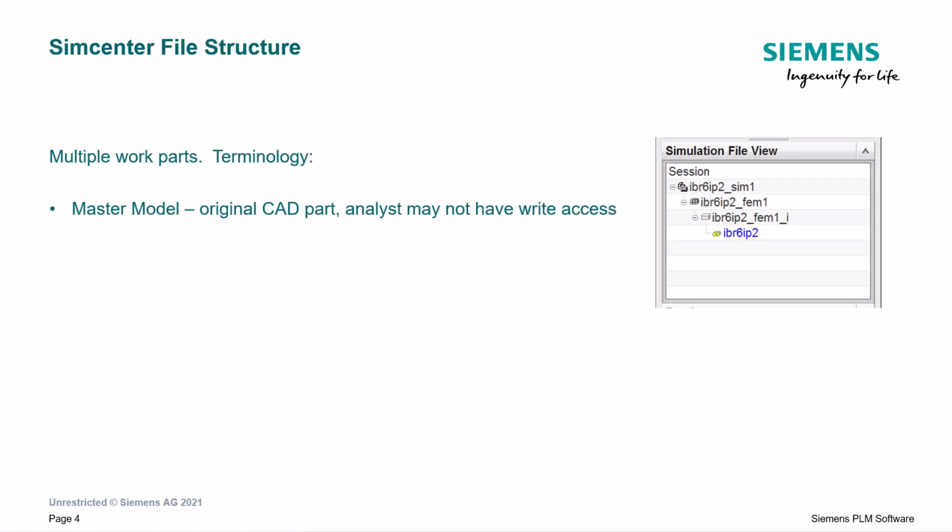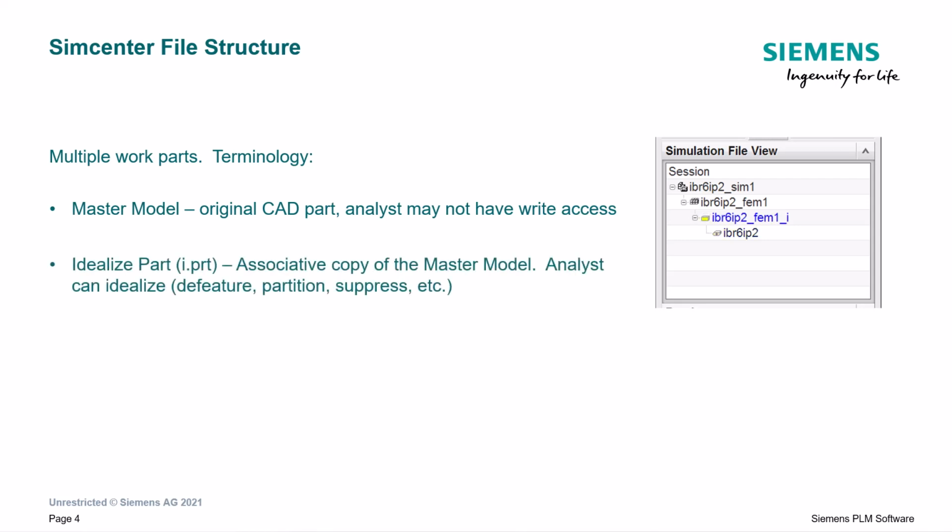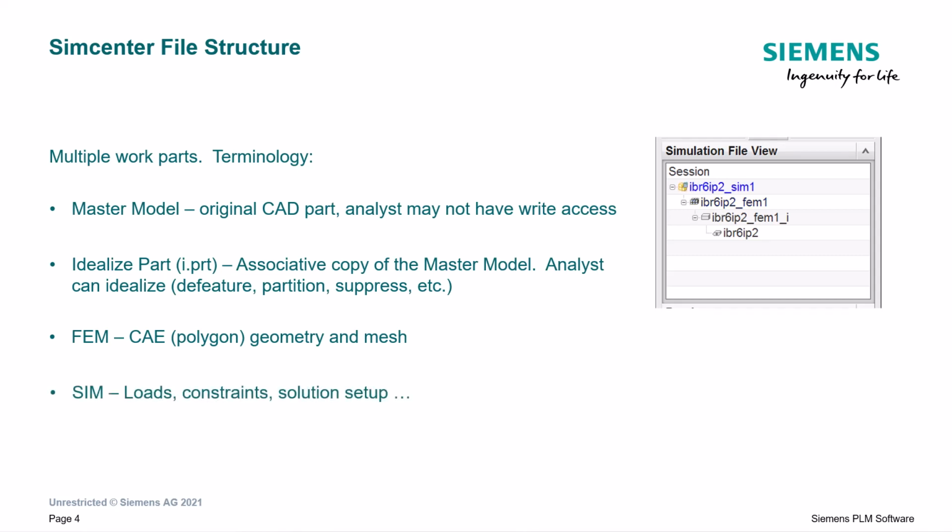Let's first review the file structure of our simulation parts, beginning with the master part, which has the original CAD geometry, but the analyst may not have write access to make changes. The idealized part is an associative copy of the master geometry. Here the analyst can create a mid-surface as well as idealize the geometry. Next we have the FEM, which is where we can create a mesh and assign physical properties. And lastly we have the SIM, where we can create loads, boundary conditions, and set up our solution.